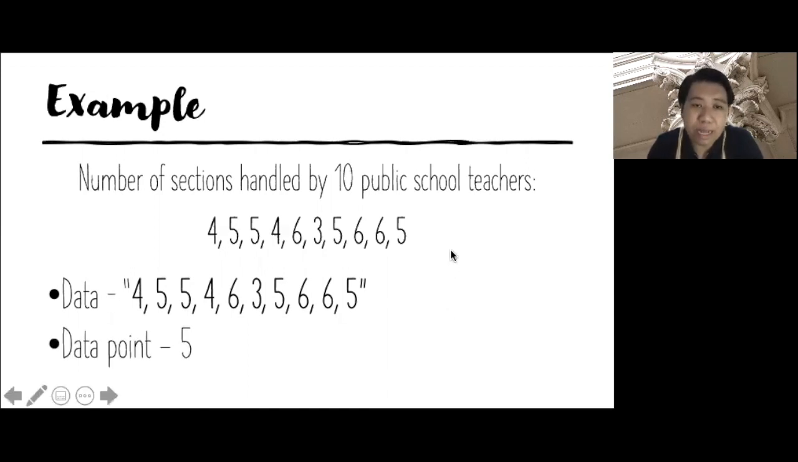So ibig sabihin lang po, yung lahat ng nag-gather natin na information, facts, or measurements about dun sa ating sample, yun yung tinatawag nating data. And yung data point is just a part of the data. Okay? So specific measurement siya, specific observation mula dun sa data.